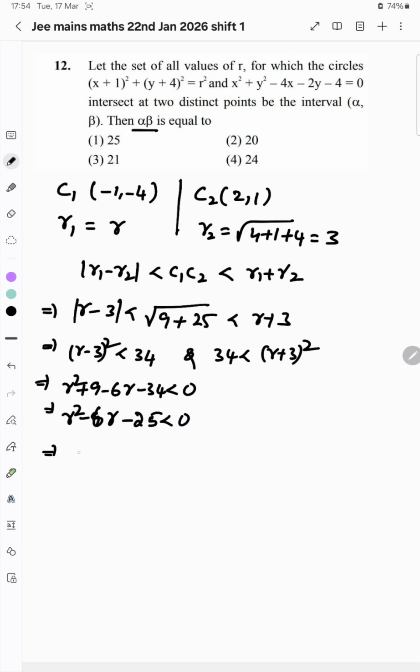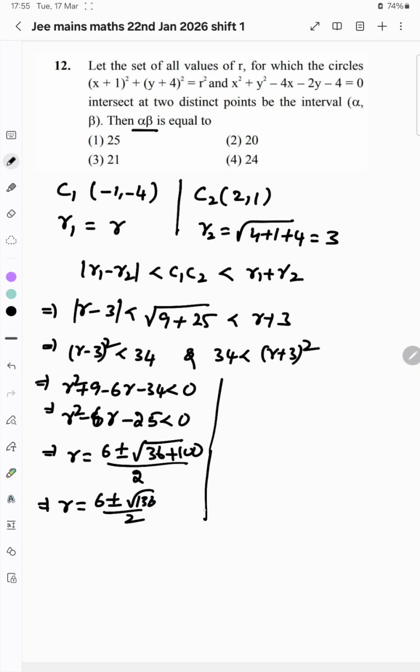Now we can find the roots here. Because we cannot split the middle term into two terms, we use the quadratic roots formula: r = (-b ± root of b square minus 4ac)/2a, where the discriminant is plus 100. So from this we get r values (6 ± root 136)/2. Similarly, here also we will get the same.